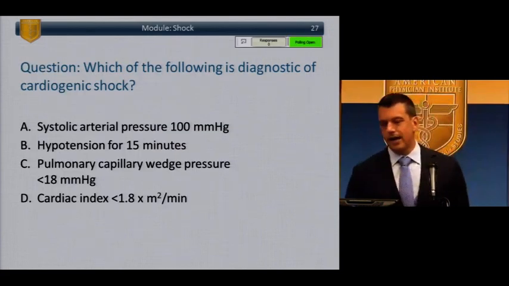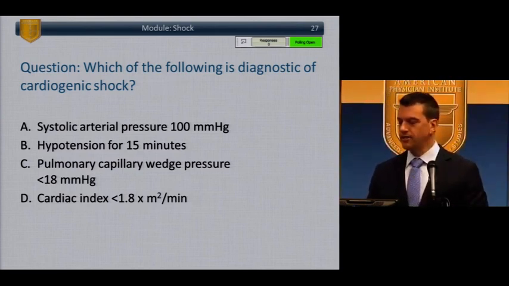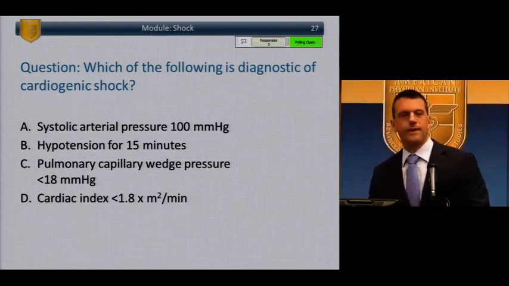So another question, which of the following is diagnostic of cardiogenic shock? A, a systolic arterial pressure of 100 millimeters of mercury. B, hypotension lasting 15 minutes. C, pulmonary capillary wedge pressure of less than 18 millimeters of mercury. Or D, cardiac index less than 1.8 liters per minute per meter squared.